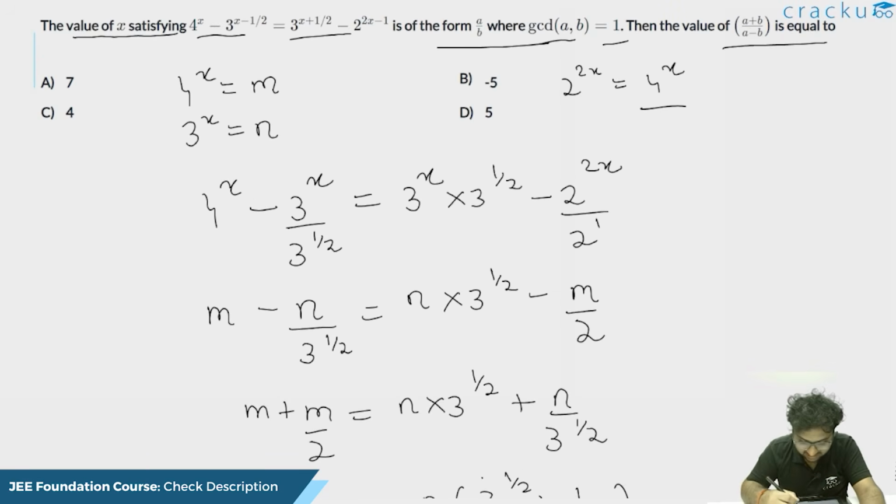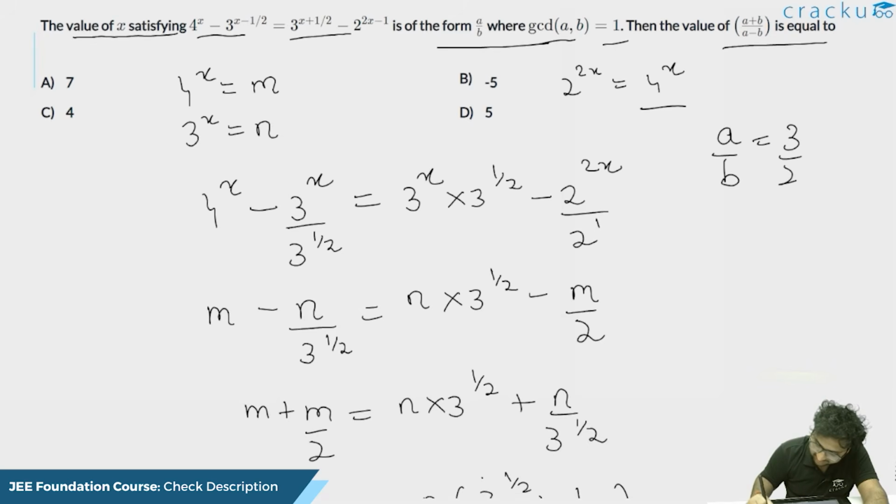So it says that if the value of x is of the form a by b, where a and b are co-prime, or the highest common factor of a and b is equal to 1. Okay. So we get a by b is equal to 3 by 2 is equal to x. And see, the highest common factor of 3 and 2 is 1. Okay. So the value of a plus b upon a minus b.